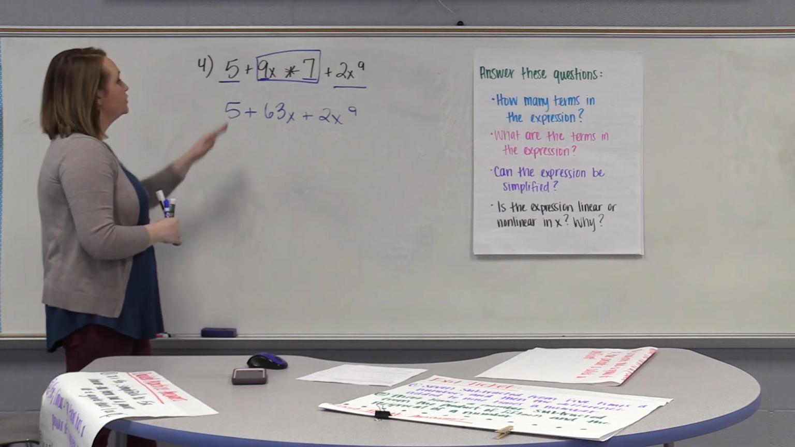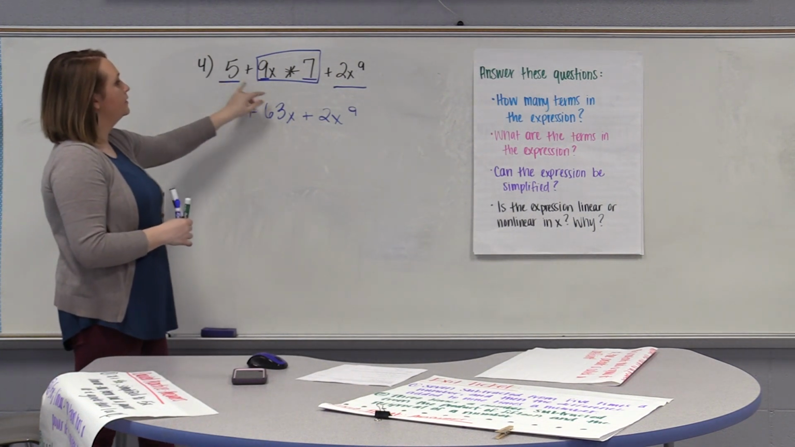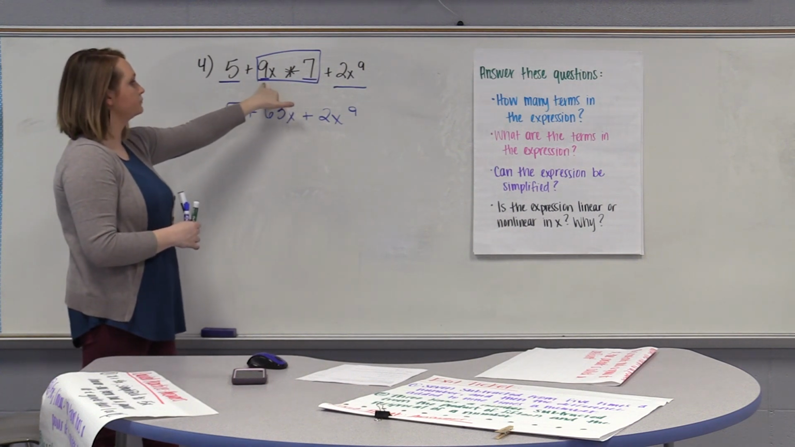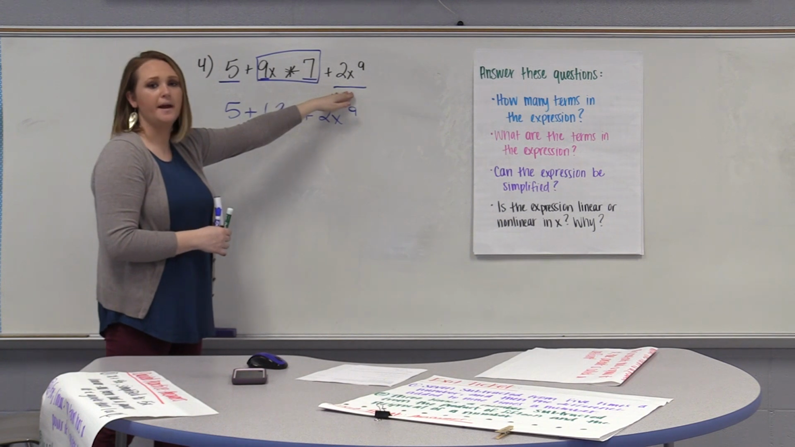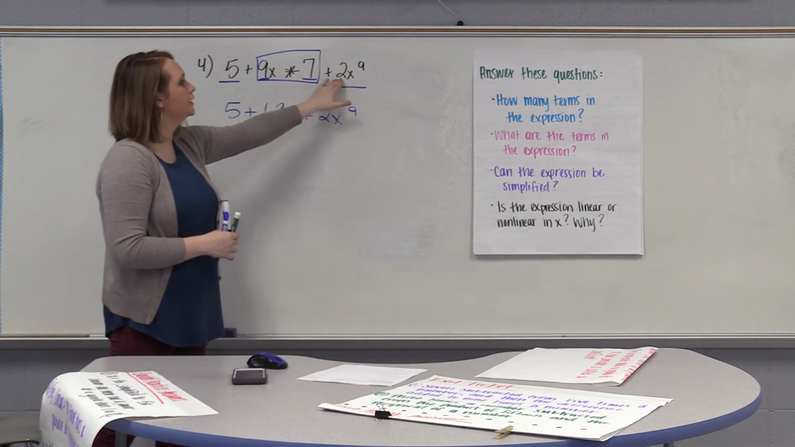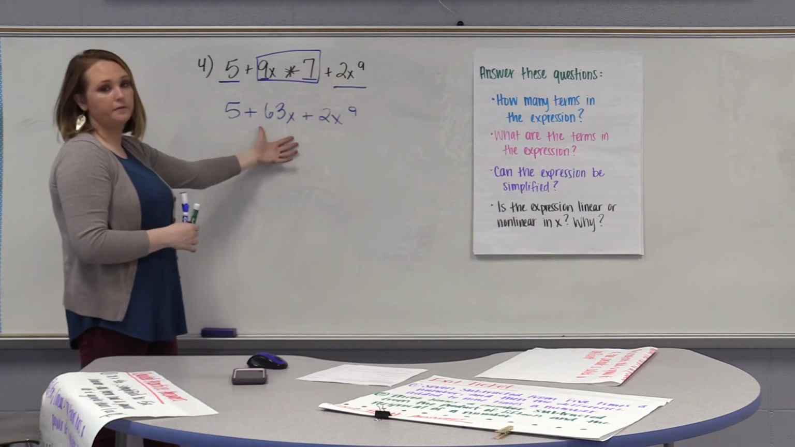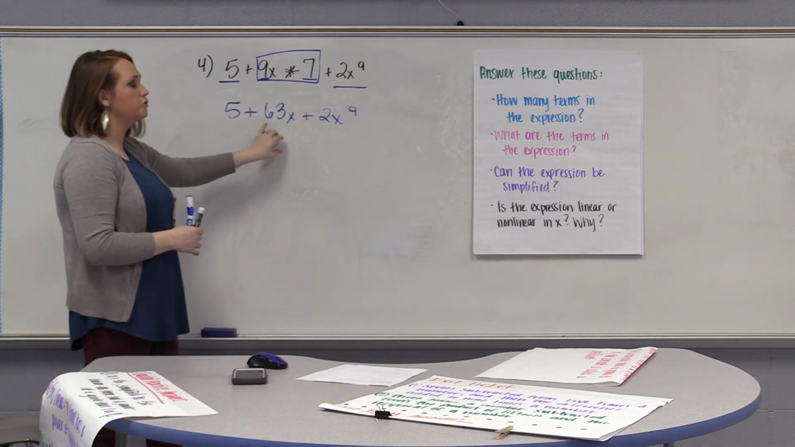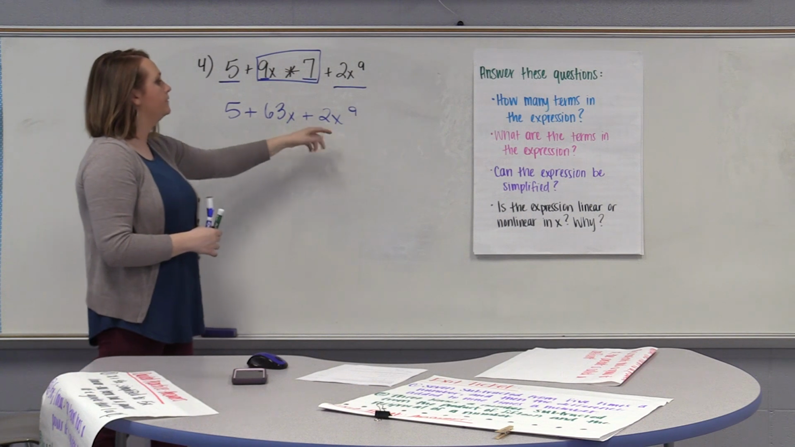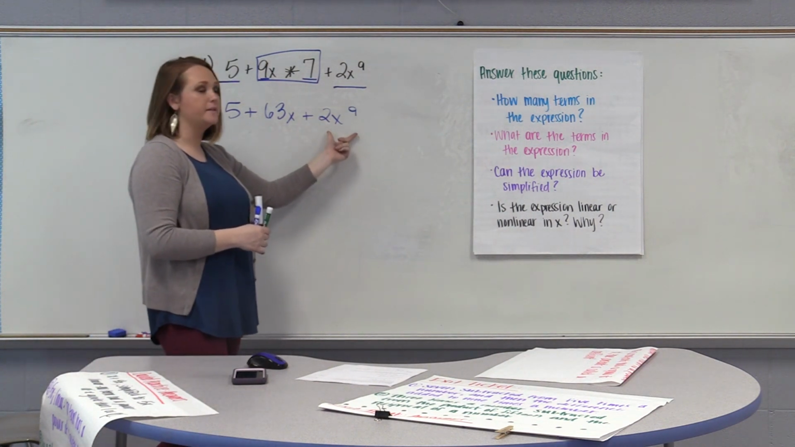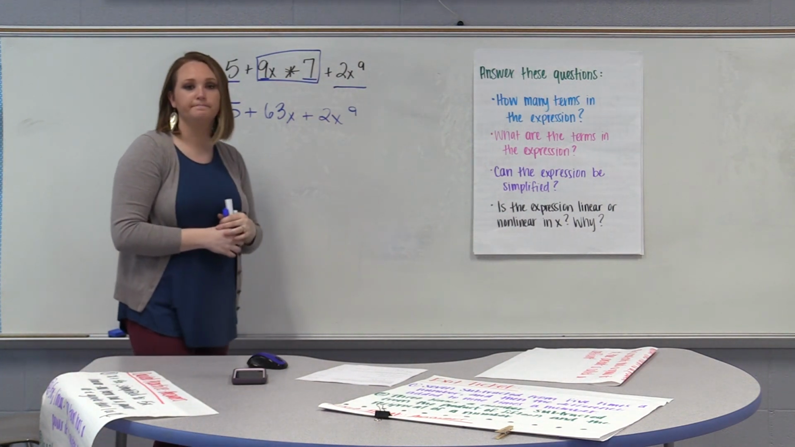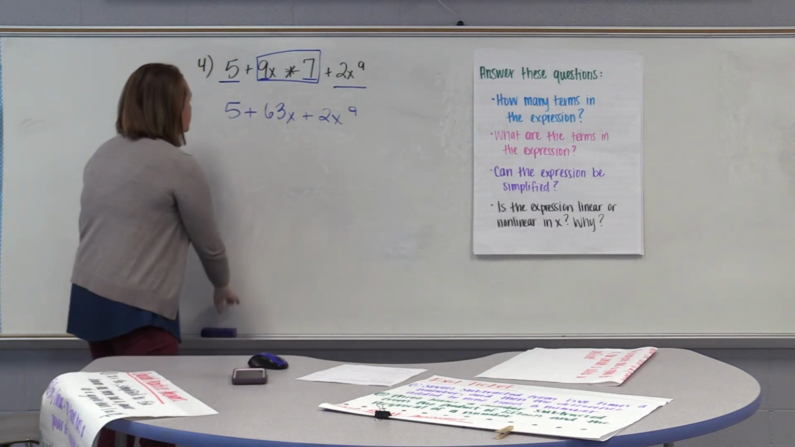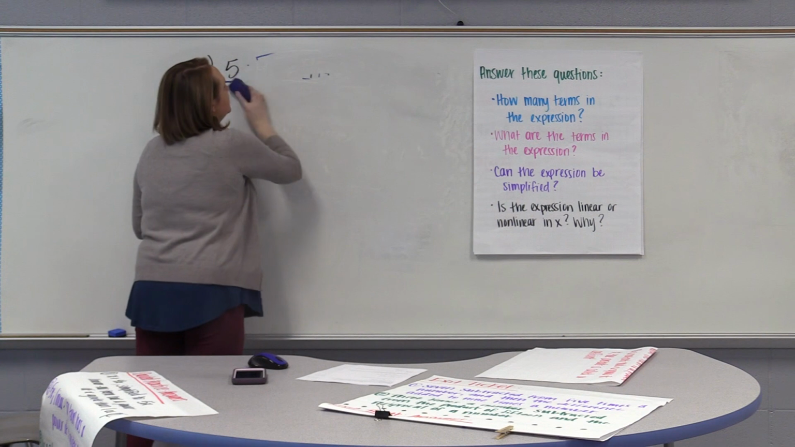So in our original expression, the term 9x times 7 has a coefficient right here of 9. And the term 2x to the 9th power has a coefficient here of 2. In our more simplified example, the term 63x has a coefficient of 63. And then again, our term 2x to the 9th power has a coefficient of 2. We've got one more example to go, and this one's going to be a little bit trickier.